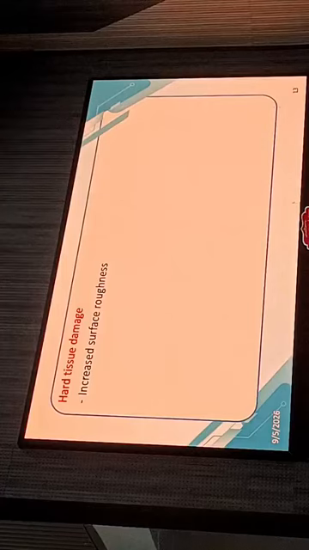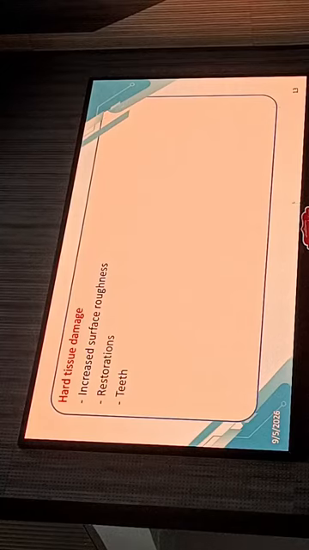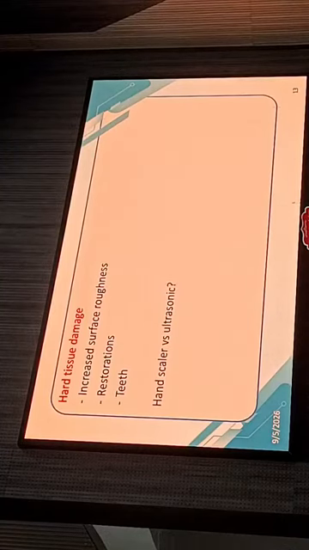Then we move on to hard tissue problems. So the main thing that we're concerned about from the literature is probably surface area roughness. And there's a lot of research looking into what's the effect of scaling on different restorative materials, on the tooth surface as well. I think for me, I'm not really that concerned about it. Well, and also, is there a difference between hand scaler or ultrasonics?